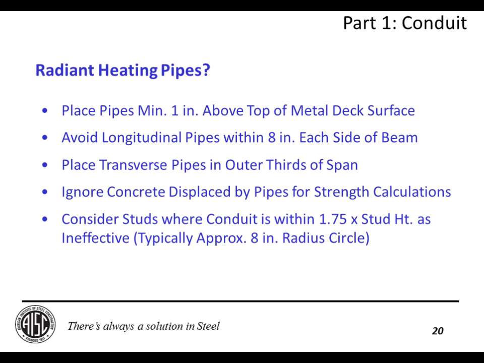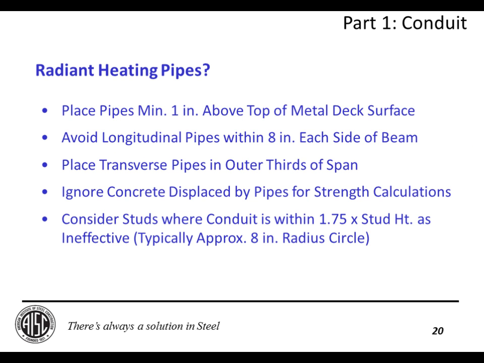Place the conduit or pipe a minimum of 1 inch above the top of the metal deck surface. That's versus the 3/4 inch in ASCE 3. You should avoid longitudinal conduit within 8 inches of each side of your composite beam center line. Where you do have conduit or pipes running transverse across the beam, you should put them in the outer thirds of the span. That's just to get them out of the middle portion of the span where the compressive force in the slab is the highest.